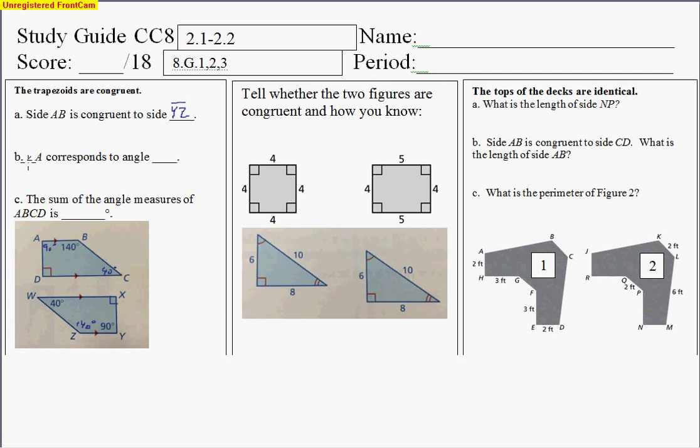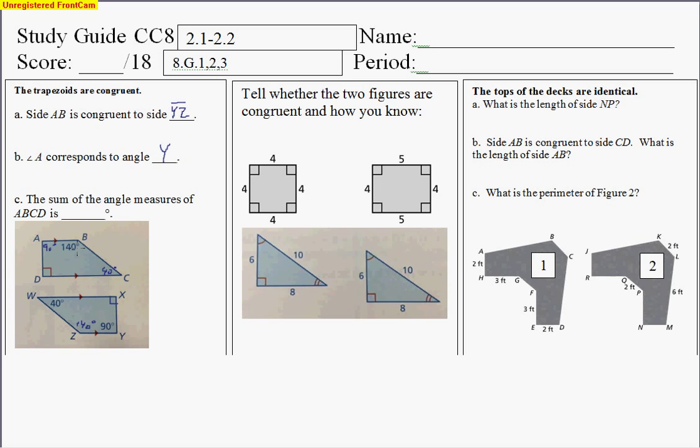Now angle A corresponds to which angle? Well, here's angle A up here, and so again, all they did is they just flipped this over and turned it around, and they ended up getting this into this location here. So if I look at C, C would correspond to W, but I need to go to A. So A is up here, so that's going to correspond to Y down over on this side. So now they want to know the sum of the angle measures of ABCD.